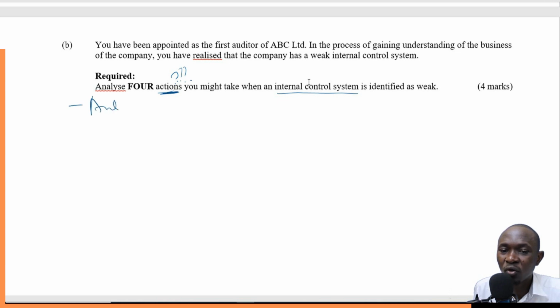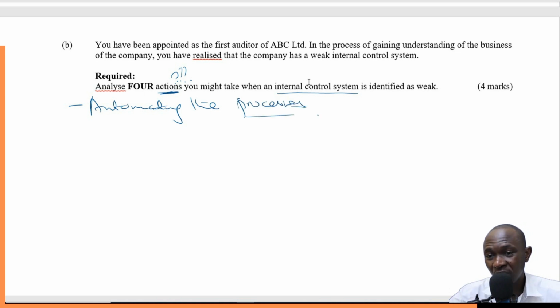Possibly we can talk of automating the processes. This has worked in so many organizations. So you might think of automating the processes where you introduce machines, and the machines possibly will be able to do some of these internal controls without necessarily the human intervention. So it will ease the work. So automating the process can be a possible action to revamp or to improve the internal control system.